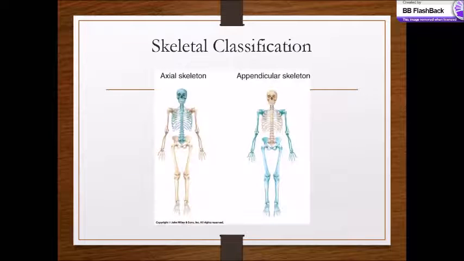So we're going to start with the skeletal classification. The skeletal system is composed of 206 bones and is divided into the axial skeleton and the appendicular skeleton. The axial skeleton contains 80 bones, which you can see here in this picture. It includes the skull, the spine, the ribs, and the sternum. The appendicular skeleton contains 126 bones, and that includes, as you can see here in this picture, the extremities, the pectoral, and the pelvic bones.